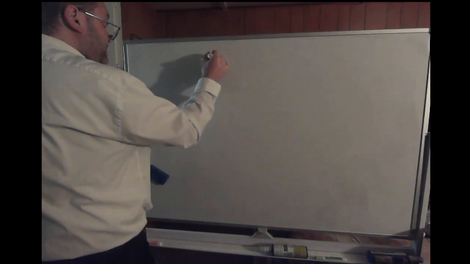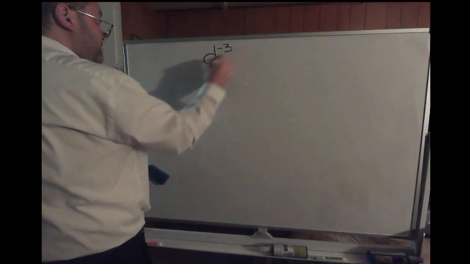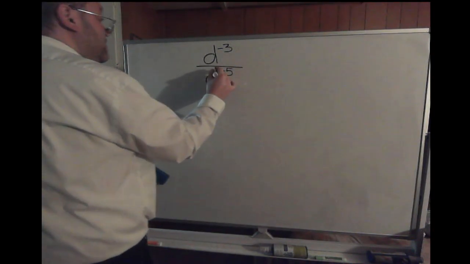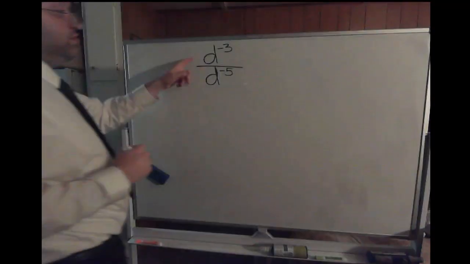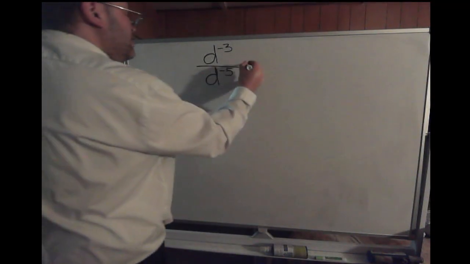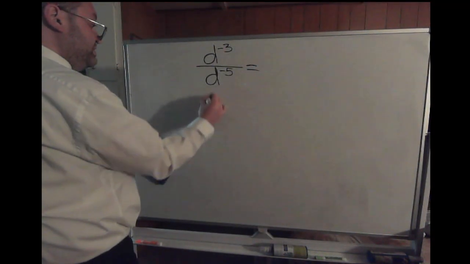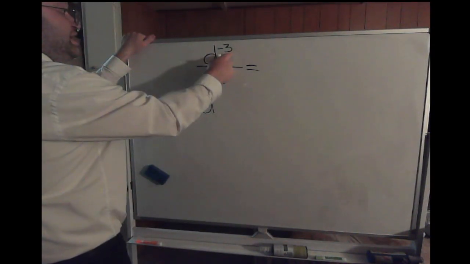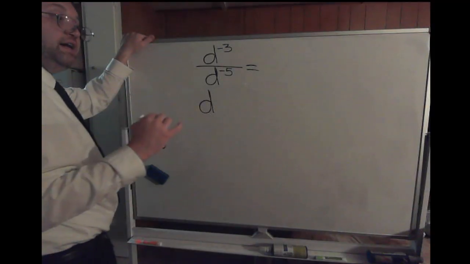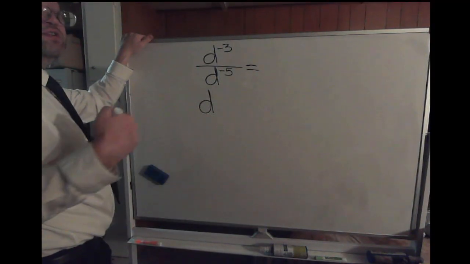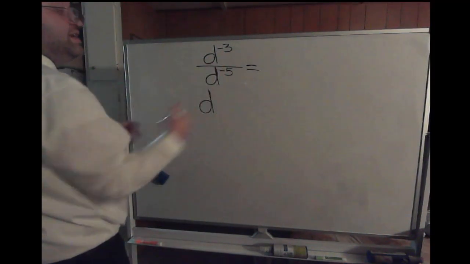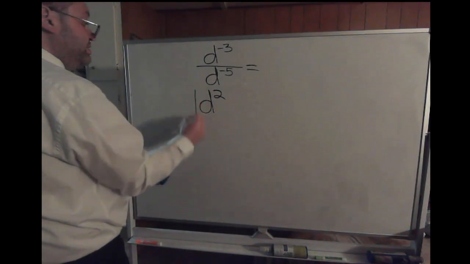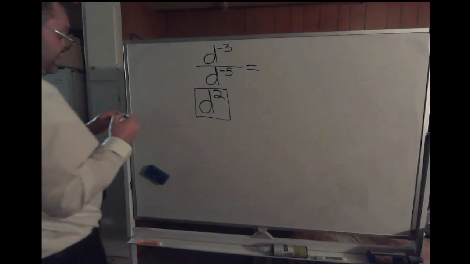Alright, let's see here. We have d to the negative 3rd over d to the negative 5th. We have the same base, so we're going to keep the d. Since it's division, you'll have negative 3 minus negative 5. Minus negative 5 turns into plus 5. So you have d to the negative 3 plus 5, that'd be d to the positive 2. And that would be your answer, d to the 2nd power.